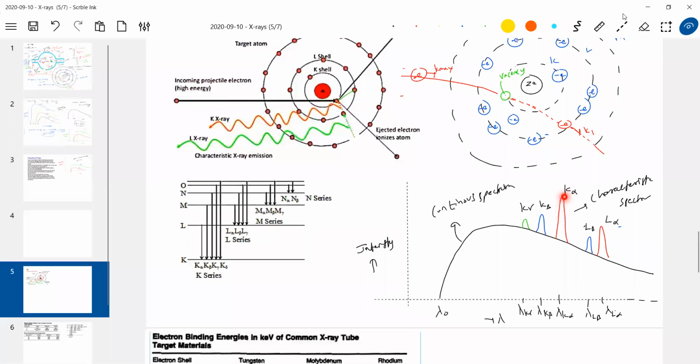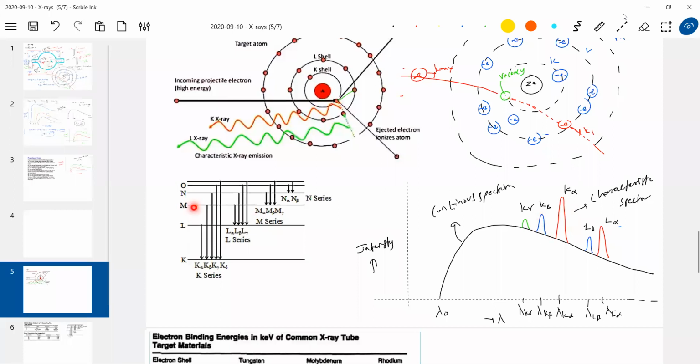Why is the peak of K alpha more than K beta, K gamma? If a vacancy is produced in the K shell, the probability of filling up the vacancy is more due to L than M than N. That's why the intensity of K alpha is more. Simple logic, nothing more. So the K alpha photon number will be more, and therefore the intensity is more.